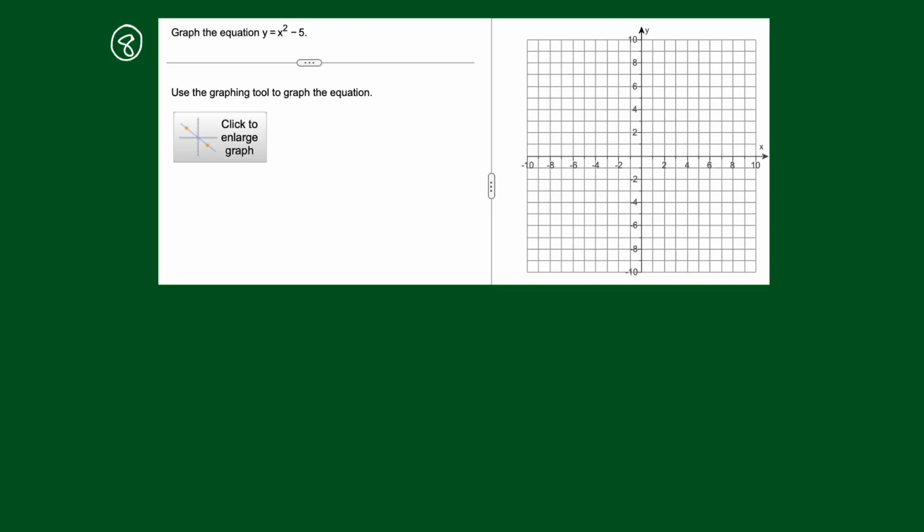Let's graph this equation here in number 8. Now this is quadratic. It's quadratic. The exponent is a 2. So this is a second degree equation. Second degree equations we label as quadratic. We call them quadratic equations.